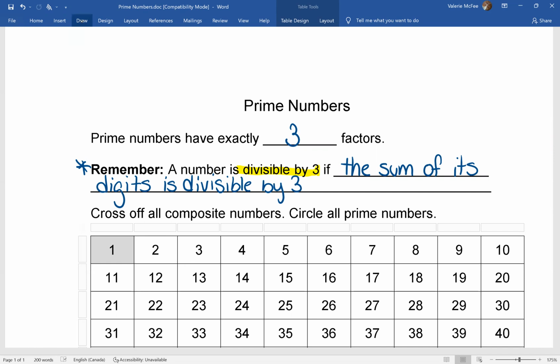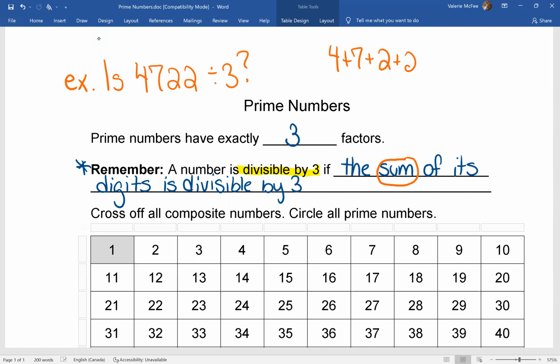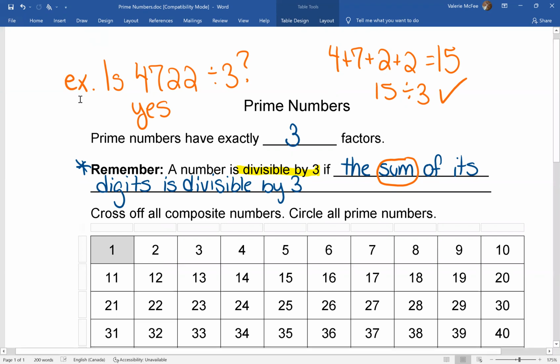Let's think of an example. Is 4,722 divisible by 3? Well, I said we need to find the sum of its digits. That means we need to add 4, 7, 2, and 2. This adds to 15. Since 15 is divisible by 3, that tells us that yes, 4,722 is also divisible by 3. So that's a useful trick in helping us look through these numbers and deciding whether or not they are prime.